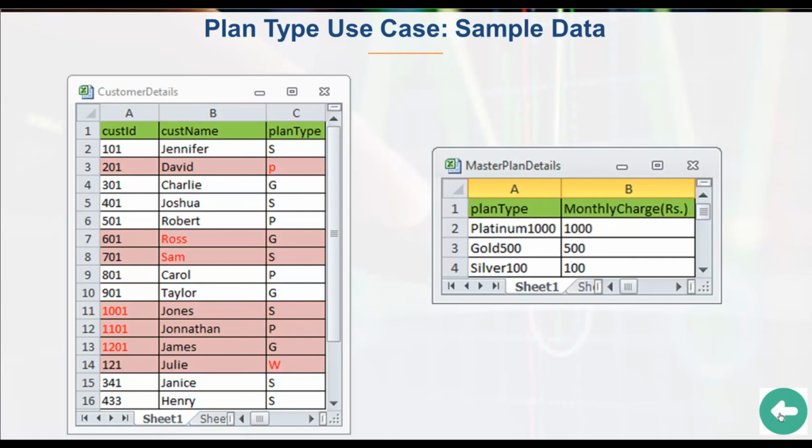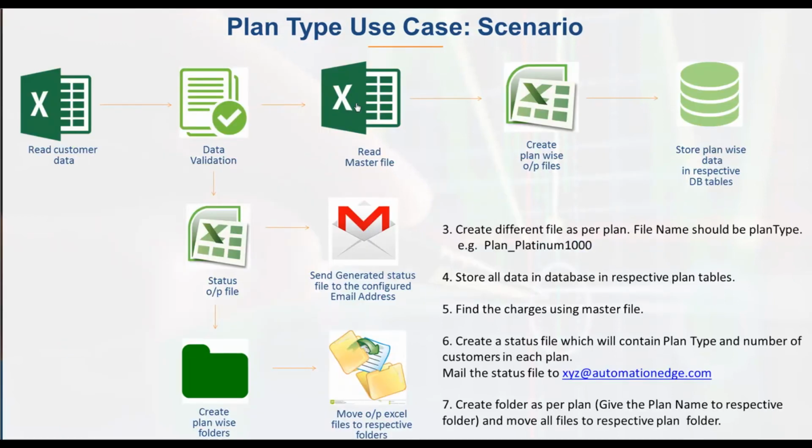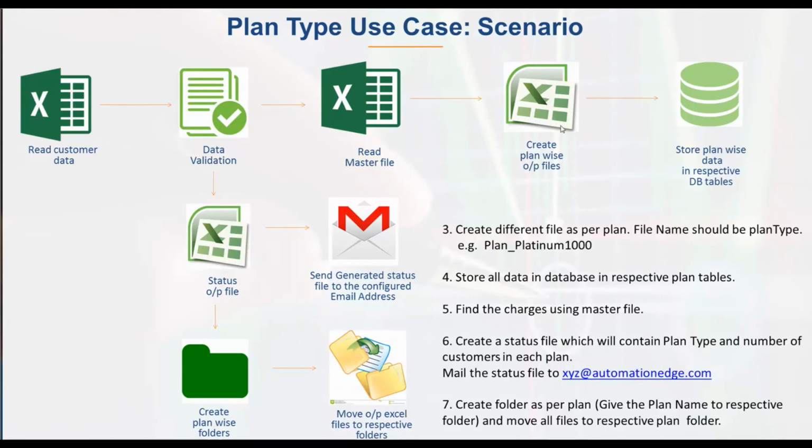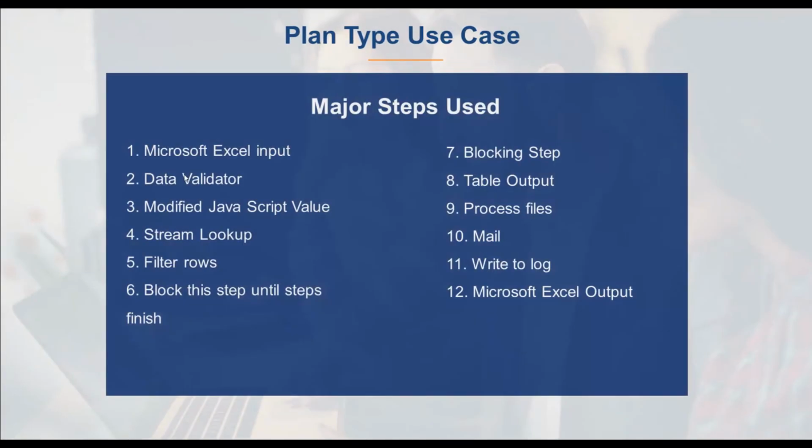After this, we'll read another Excel file as master file which contains data as shown in here. Plan type with monthly charges are 2 columns. Then we'll create plan-wise output files and save the same data in respective tables of database. After this, we'll create a status file as output and email that file to the particular person. Then we need to create individual folders plan-wise and move the output files into them. These are the major steps used in the workflow.